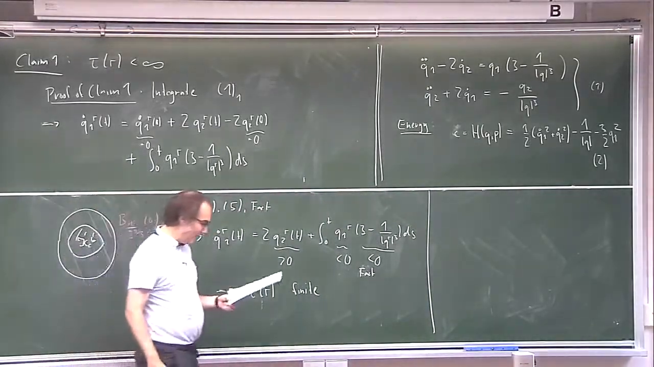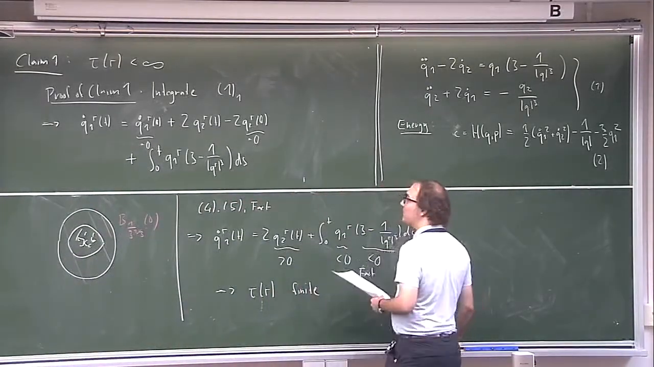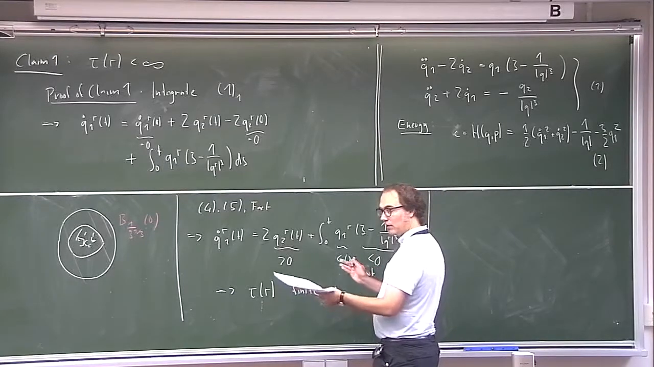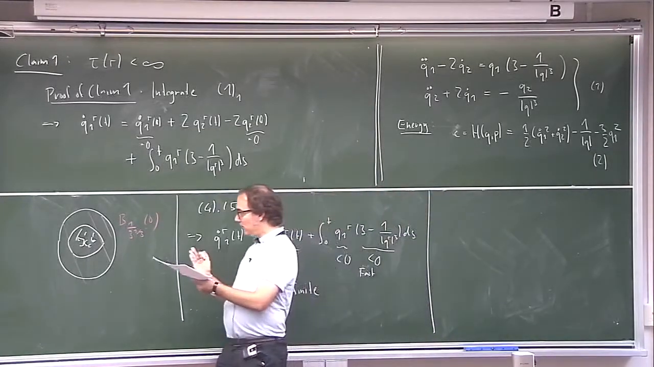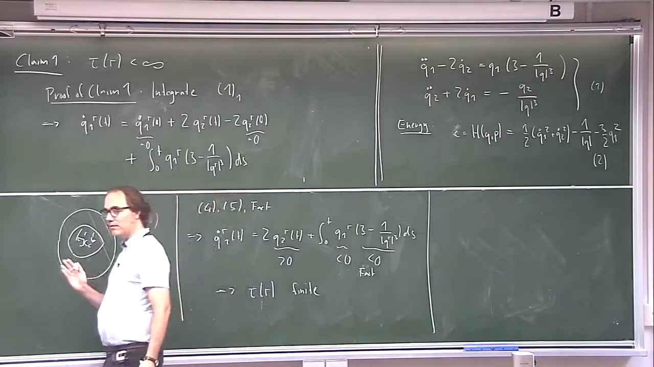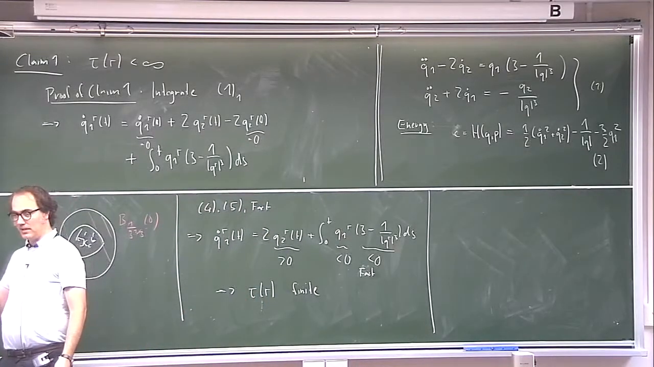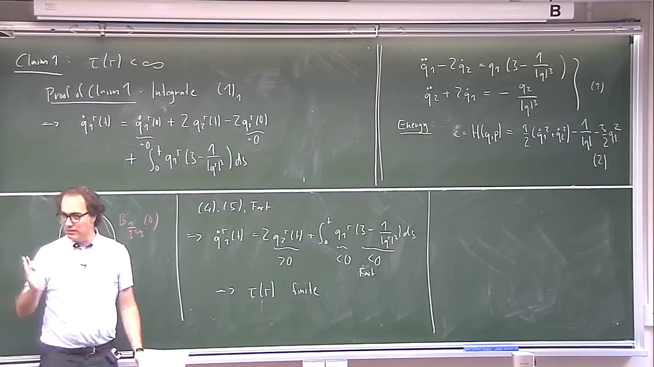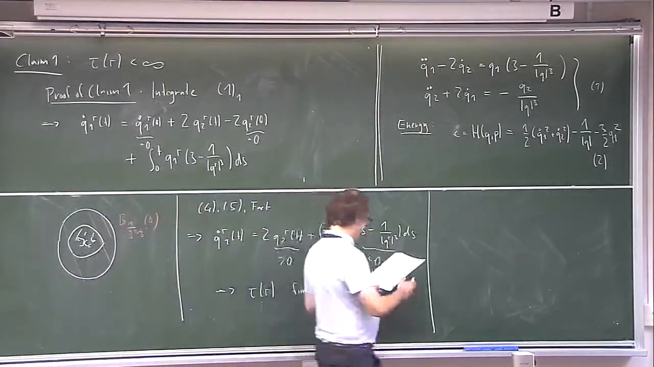And now, what happens for small r? Small r is we start shooting very close to the origin. But if you are very close to the origin, we have basically the Kepler problem. And then we basically know how it looks like.